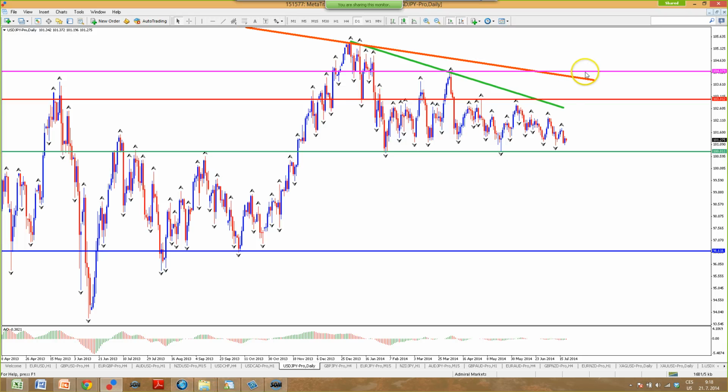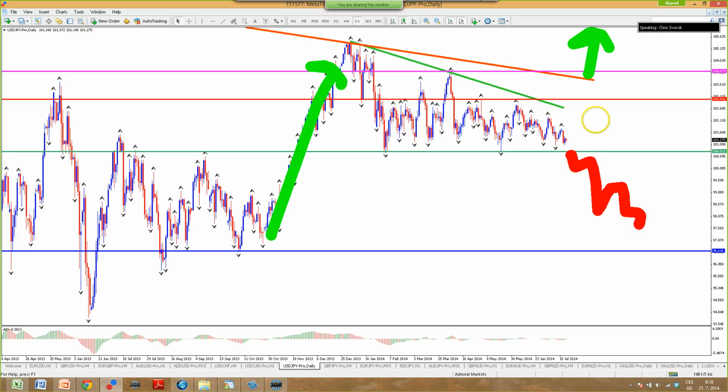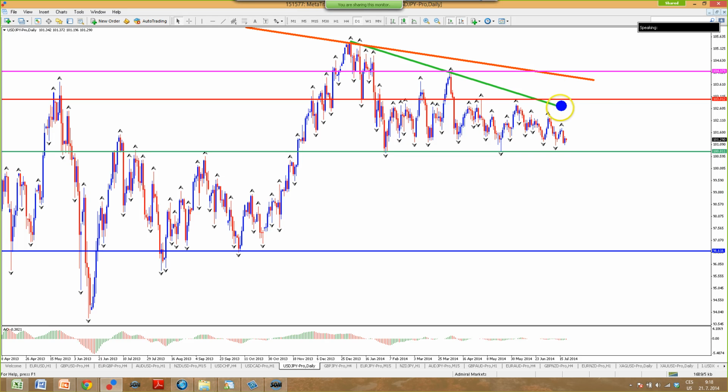So we need to break really above 104, 104.20, and then we could be back in that uptrend mode as we were here. Otherwise, if we break below 1080, we could be retracing deeper. But until one of those two happens, we could be bouncing up and down between those levels as long as we like. Again, not an easy environment.